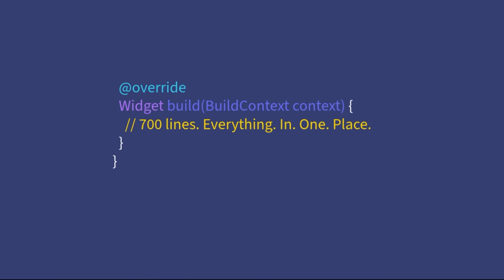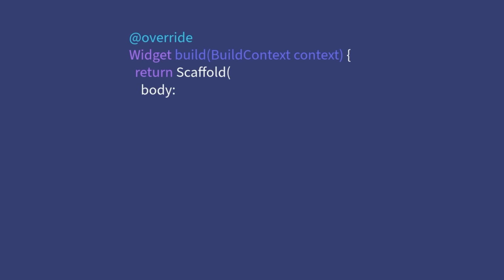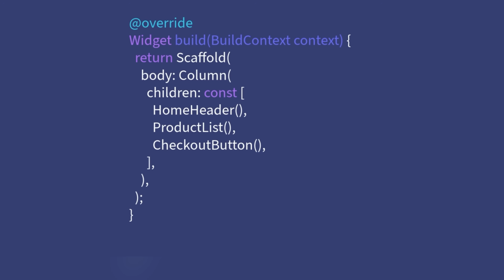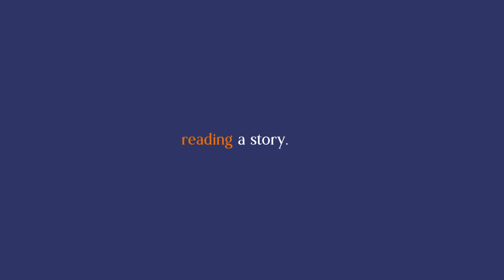If your build method looks like a jungle, it's already a problem. When one screen has too much UI in one place, your brain gets tired. Instead, break your UI into small widgets. Each piece separate, each piece focused. When your build method is small, your screen reads like a story, and clean code should feel like reading a story. If build feels heavy, split it.